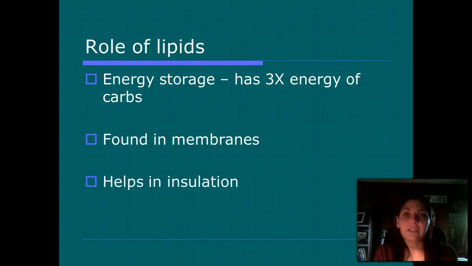It helps in insulation. If you see marine mammals, a lot of times they look a little bit chunky. There's a reason for that, because they need that layer of fat or blubber to protect them from the cold water. So it's an insulator. It also insulates our organs and helps protect them from trauma.